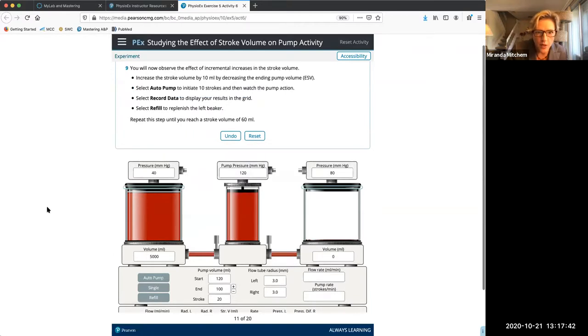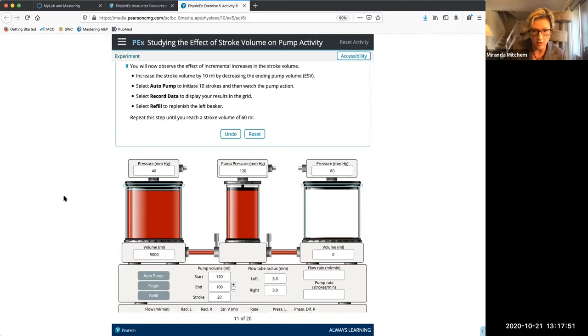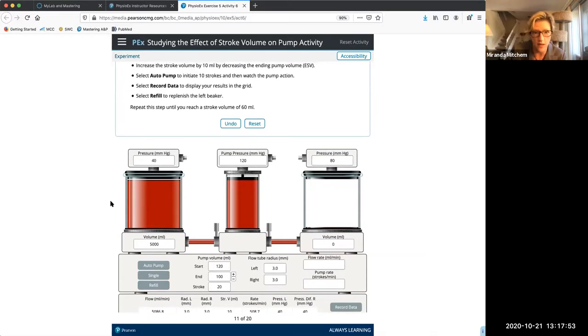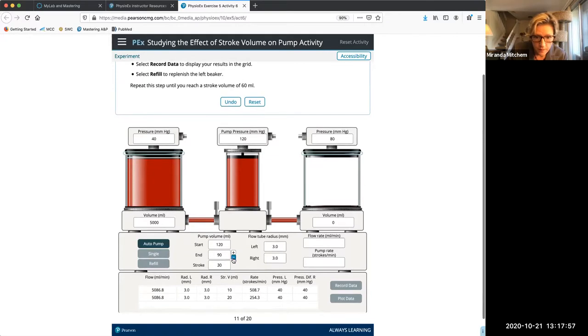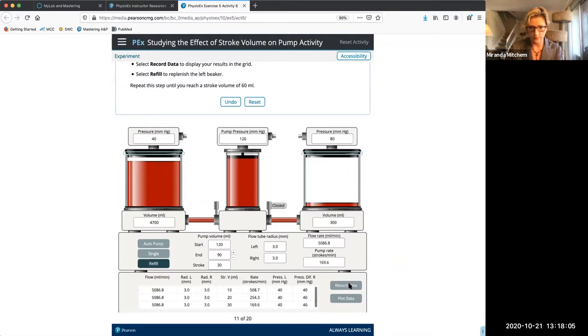Okay, now we're going to look at the effect of incremental increases. So we're going to increase the stroke volume by 10 mils by decreasing the end pump volume and then go through the process. Okay. Auto pump. Record data, refill, and we're going to go to 60. So we'll go through the data at the end again.